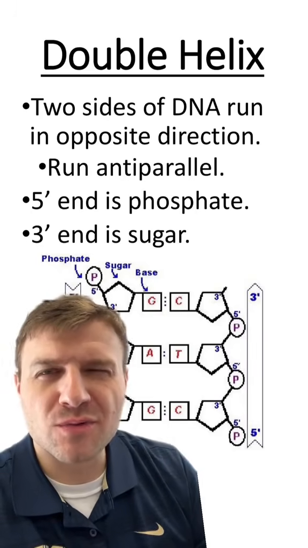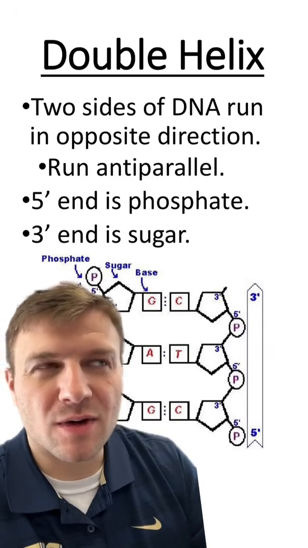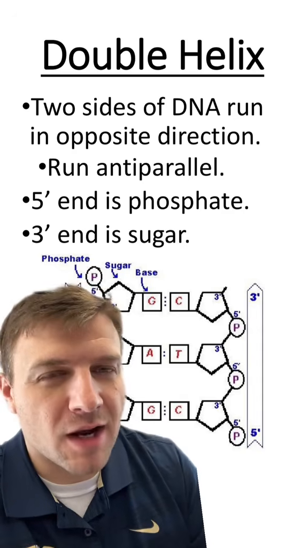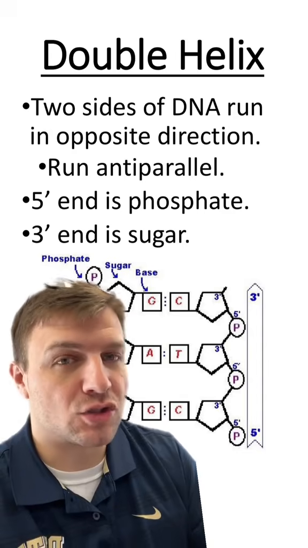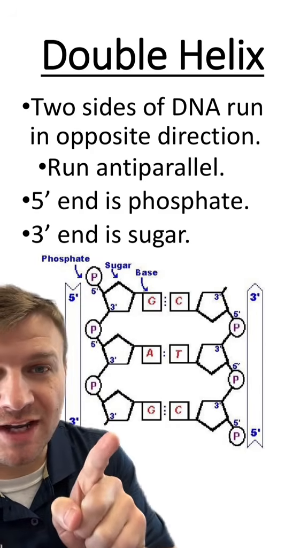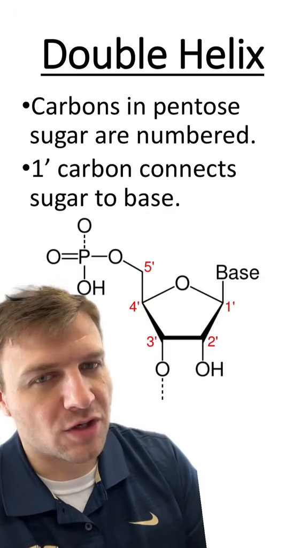Why do we use the numbers 3' and 5' to name the ends of DNA? Remember that DNA runs in opposite directions, and this is called being anti-parallel. The 5' end is the end that ends in the phosphate group, while the 3' end is the end that ends in the sugar. You can see the 5' end, the phosphate group end, and the 3' end, the sugar end. The reason why we call these ends the 3' and 5' has to do with the sugar molecule.